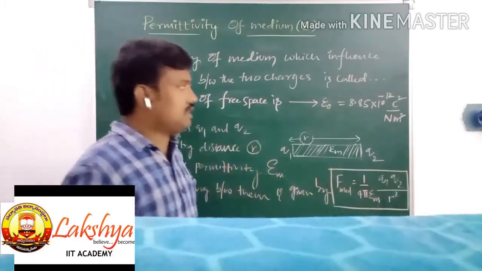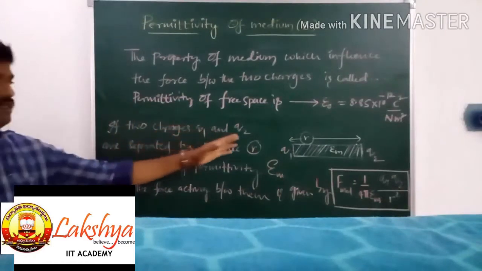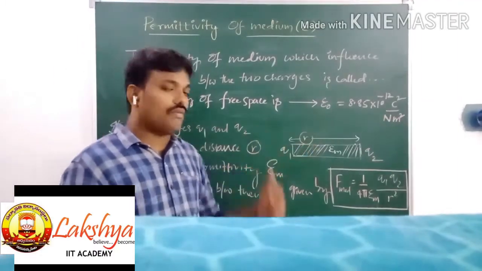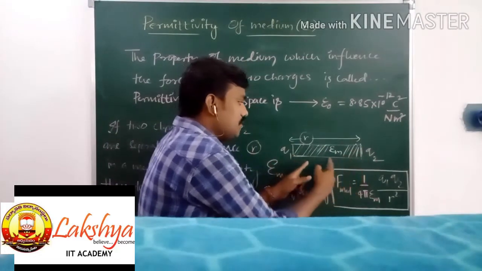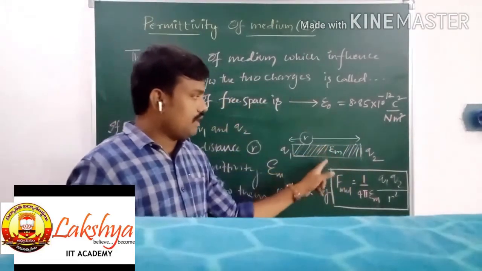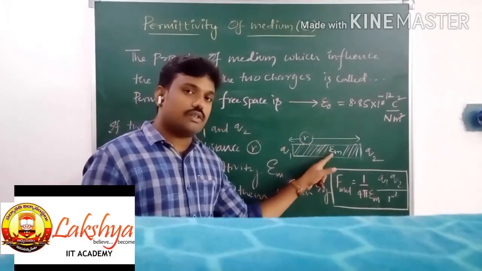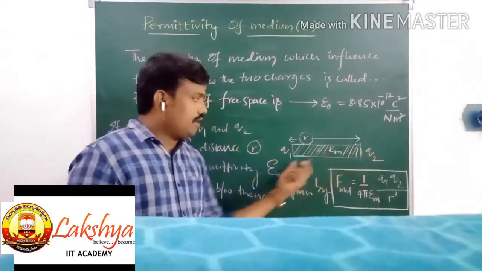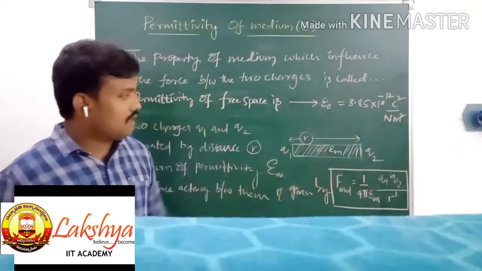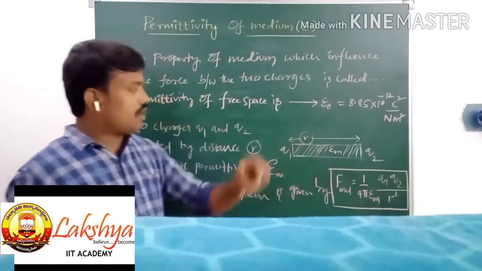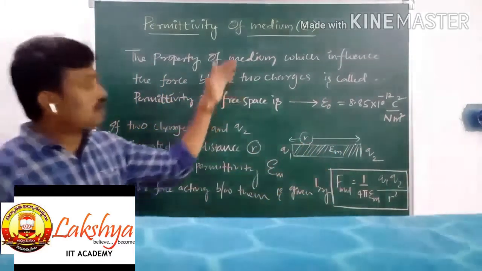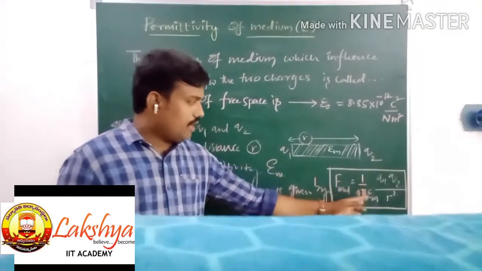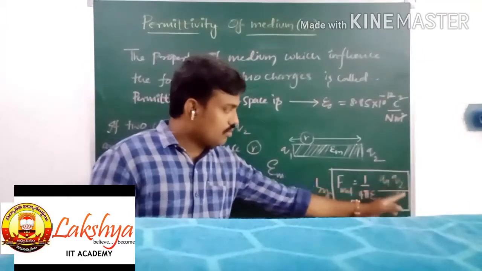If you consider two charges Q1 and Q2 separated by a distance r, and there is a medium present between them which carries the permittivity epsilon m, where epsilon m stands for permittivity of medium, then the Coulomb force or electrostatic force between these two charges is given by F medium equals 1 by 4 pi epsilon m into Q1 Q2 by r square.